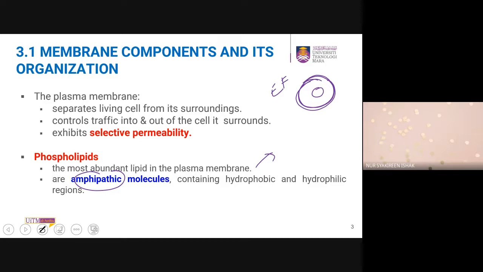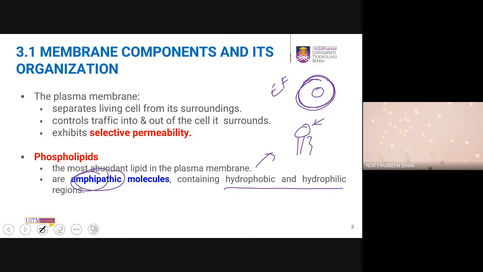But this one is amphiphilic. Amphiphilic means that the molecule has both at the same time: it has a hydrophobic region and a hydrophilic region. For example, this is a phospholipid molecule. You have the hydrophilic heads, and then you have the hydrophobic tail. That is amphiphilic, having both hydrophobic and hydrophilic regions.